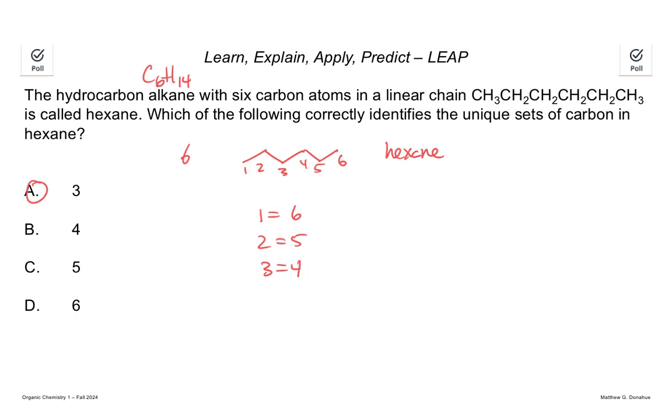Again, C2 to C5, they're all methylene CH2. But their unique bonding environment is going to help differentiate them. Carbons 2 and 5, the CH2 groups, on one side they're bonded to CH3, on the other side they're bonded to a CH2. Carbons 3 and 4, CH2 to the left, CH2 to the right. So that's what differentiates the CH2 groups in the internal part of the chain.